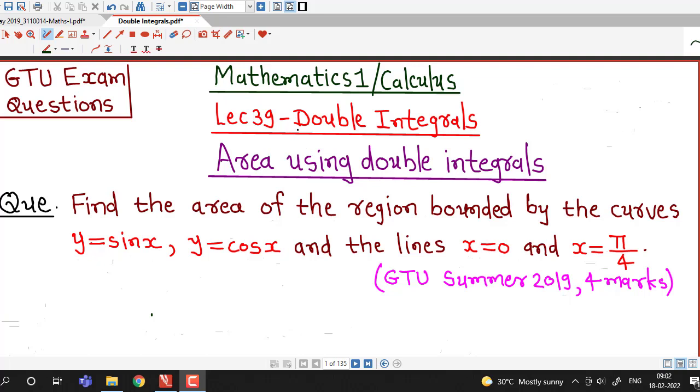Hello friends, I welcome you in lecture number 39 on double integrals. In this lecture, we will discuss one question on area using double integrals. This question was asked in GTU Summer 2019 exam.